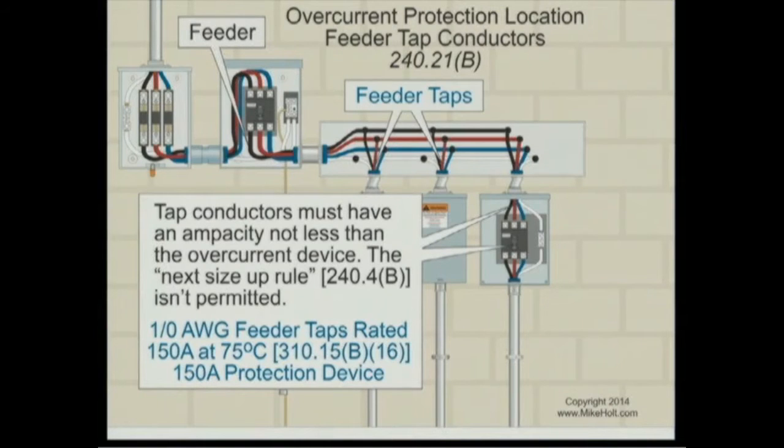Let's get into the tap rule. Let's talk about the basic rule. Tap conductors must have an ampacity not less than the overcurrent device rating. Well, if you have a 150 amp breaker here, then you need 150 amp wire. It's just that simple. Nothing less than that. You can't use the next size up rule.